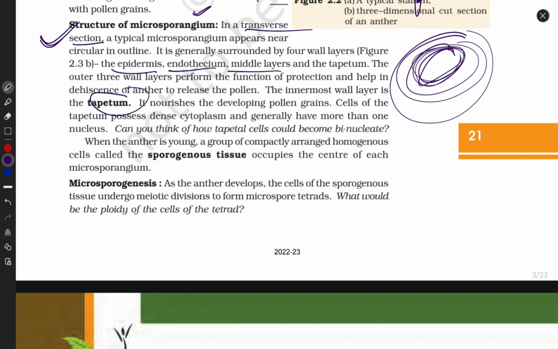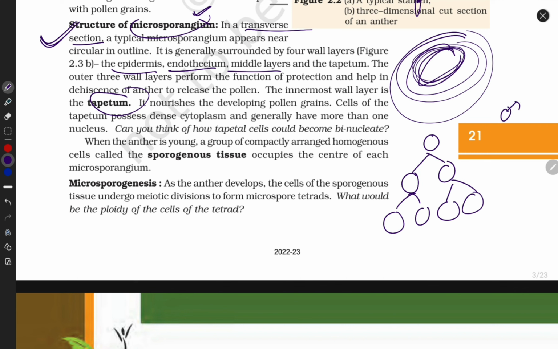Guys, microsporangia, what do they do? They produce microspores. At one time, they divide into 2. They perform some division. So the microsporangium produces microspores, meaning male sexual particles. Now each set of these 4 cells, we call it a tetrad.